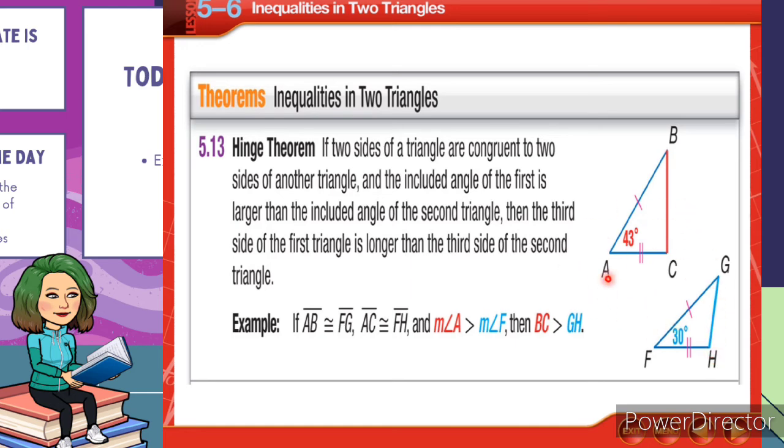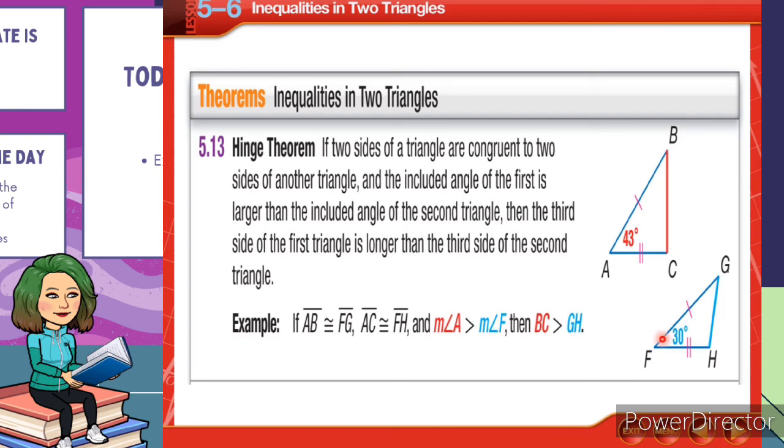Based on this example, we can say that side AB, ayan, yung may red, is congruent to FG. Sorry, side AB pala. So, itong side na to, with one tick mark, is congruent to FG. Yan, given. AC, itong may dalawang tick marks, congruent to FH. While angle A, which is the included angle, is greater than the included angle on the other triangle. So, 43 is greater than 30.